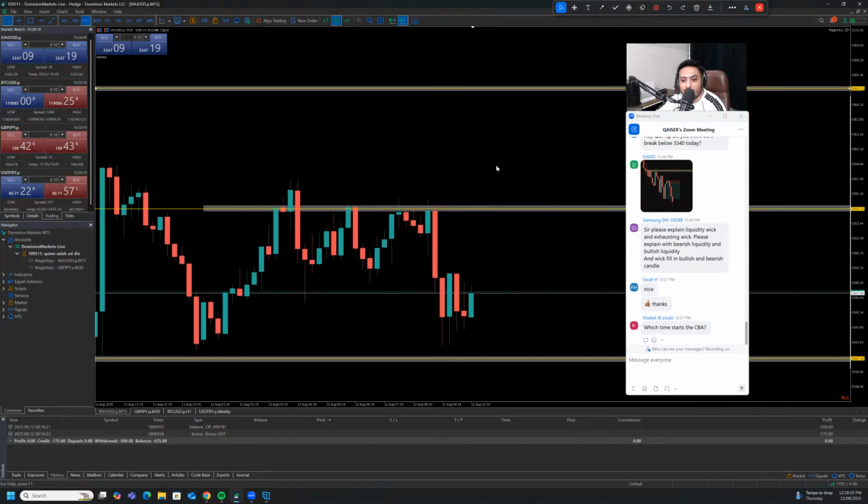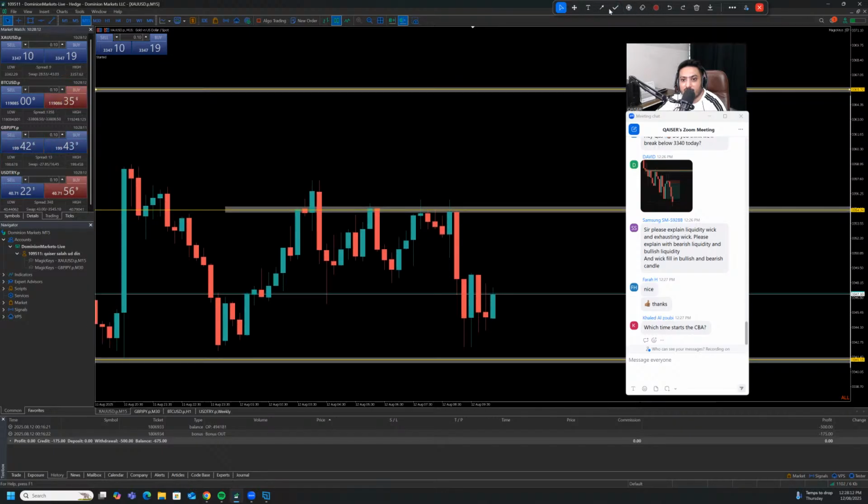So for Samsung SM, let me tell you the exhaustion candle. An exhaustion candle is a candle which rejected with a long rejection wick and closed with a small body. This kind of candle is called an exhaustion candle.